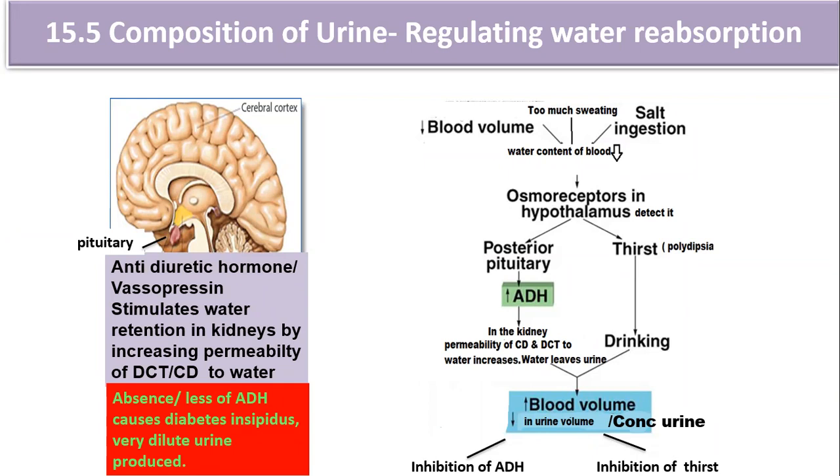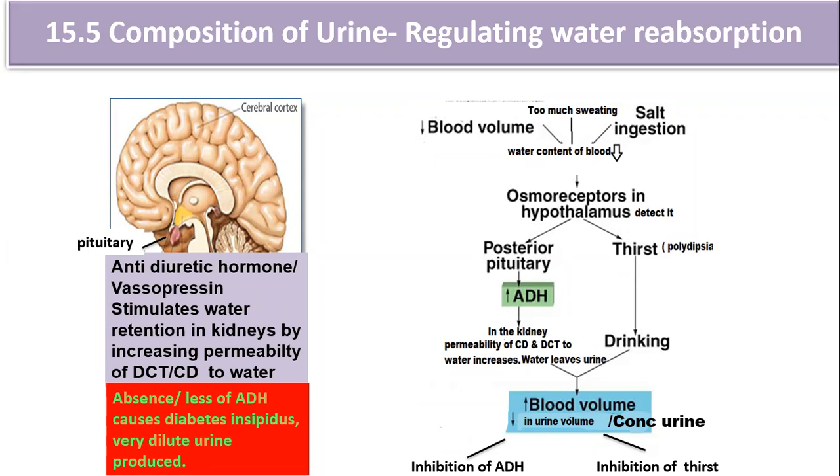Okay, all of you know that we have the hypothalamus. Hypothalamus is a part of your midbrain, or rather, a part of your diencephalon. It has a special receptor called osmoreceptor, and these osmoreceptors can detect the change in concentration of water and salt in your blood.